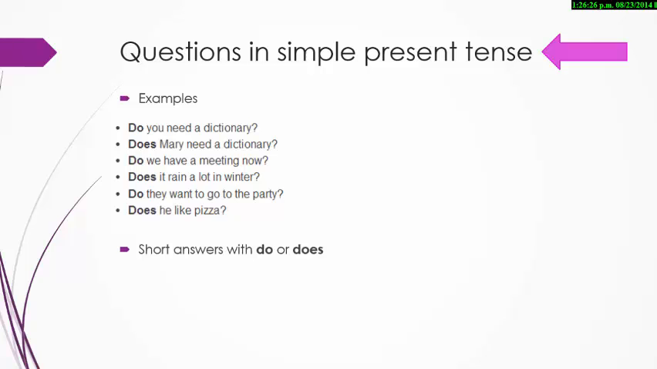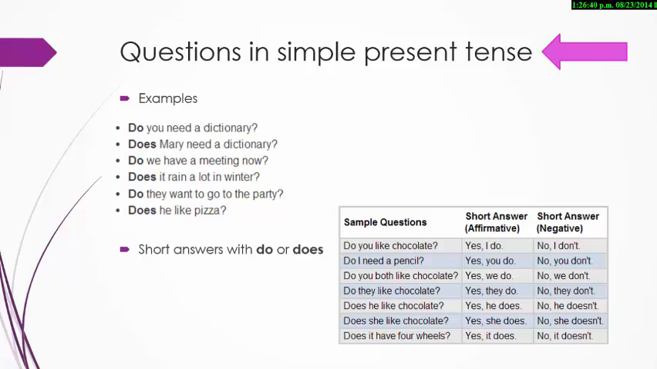Short answers with do or does. In questions that use do or does, it is possible to give short answers to direct questions as follows. For example, do you like chocolate? Yes, I do. No, I don't. These are short answers, affirmative and negative. For third person, for example, does he like chocolate? Yes, he does. No, he doesn't.